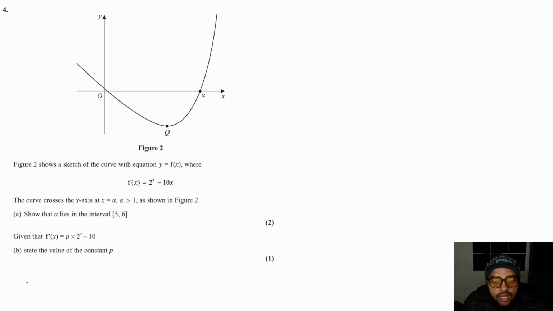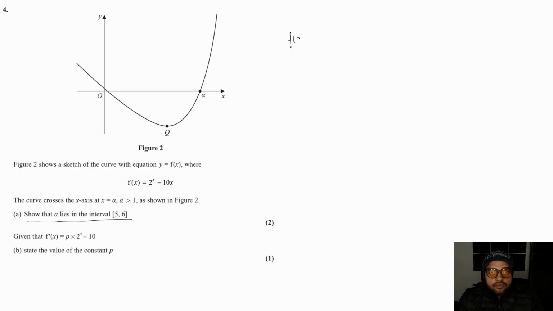Now the next question they have taken: we need to show a sketch of the curve with the equation y equals f(x), where f(x) equals 2 raised to the power x, negative 10x. Show that alpha lies in the interval. Let's do the first part, students. We need to show that alpha lies in the interval 5, 6.